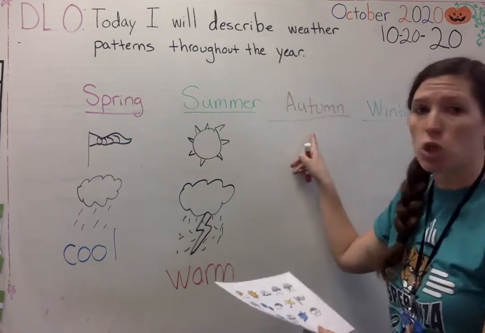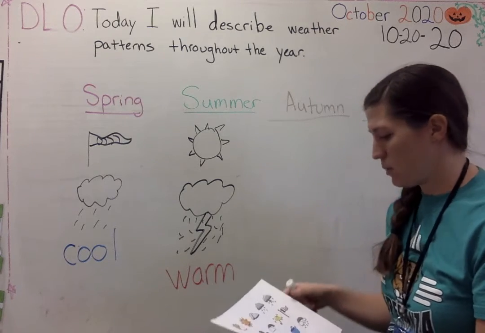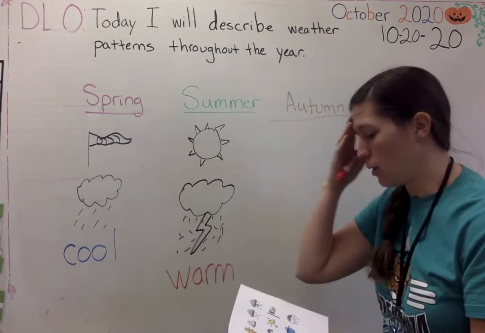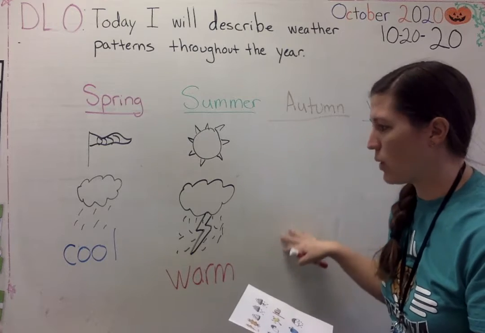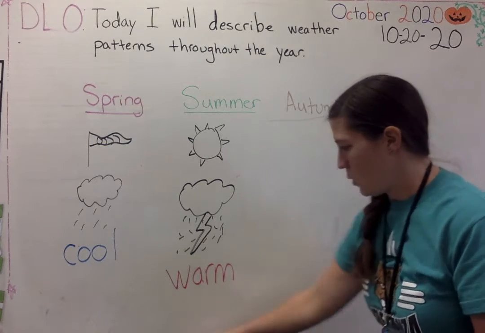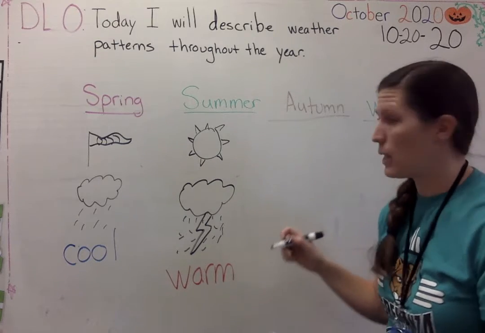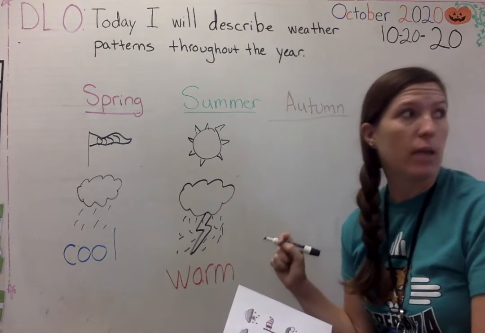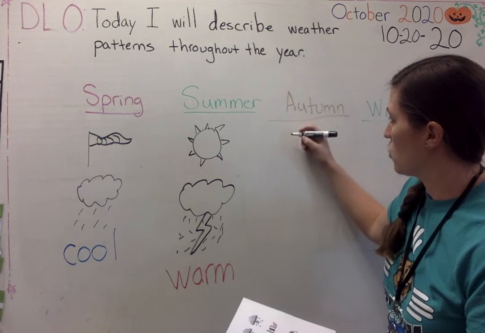Now let's move on to autumn. Autumn is also the season of fall, we call it. And in New Mexico it starts to cool off. In the autumn we have windy days, like today it was pretty windy out, so I'm going to draw another windsock.